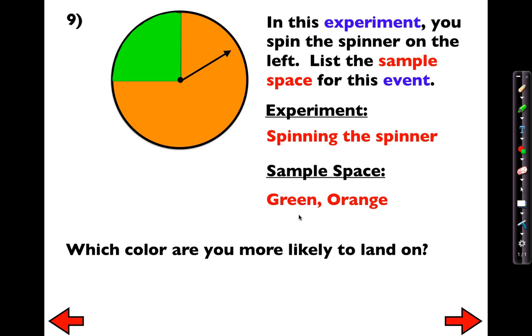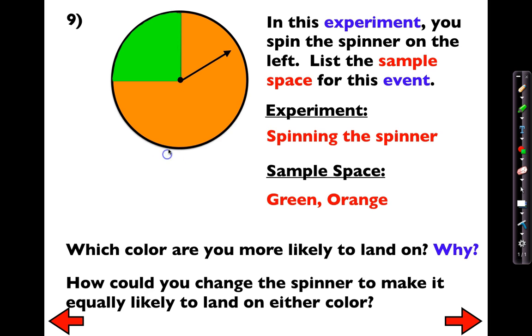Now, which color are you more likely to land on? Common sense tells me, looking at this image, I'm going to say orange. But why? Well, again, common sense tells me the area is more orange than it is green. That's why it's more likely for us to spin on orange than it is on green.